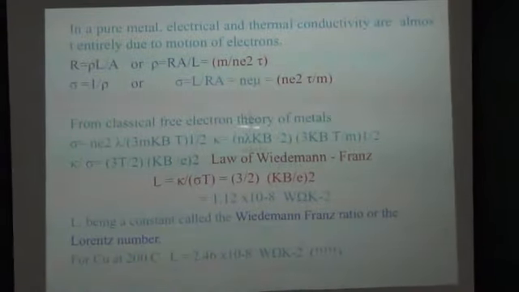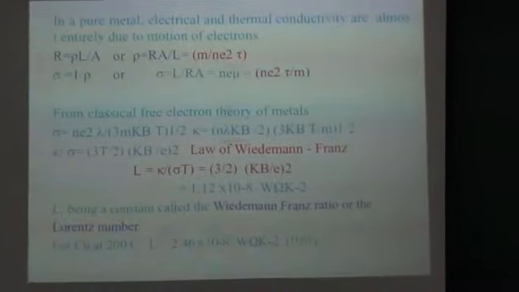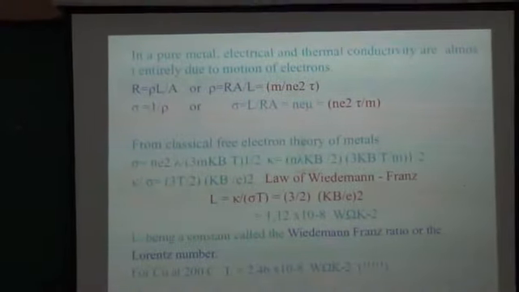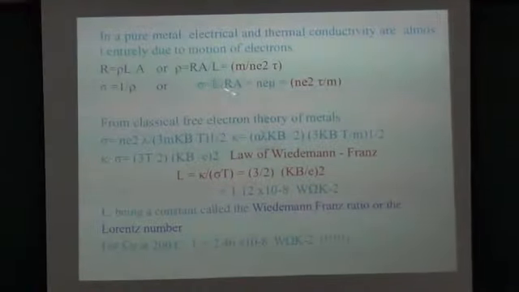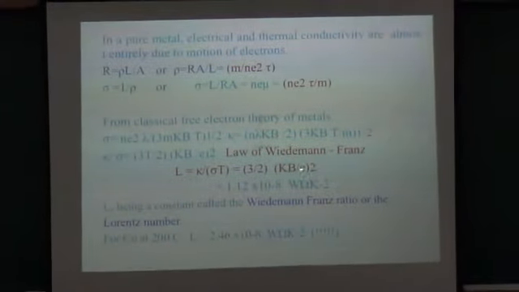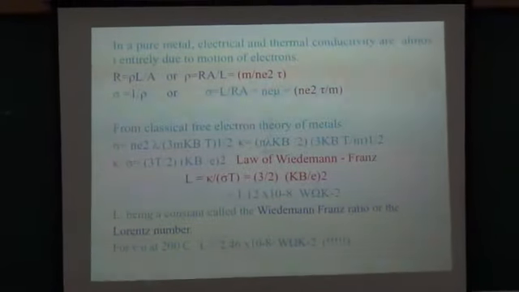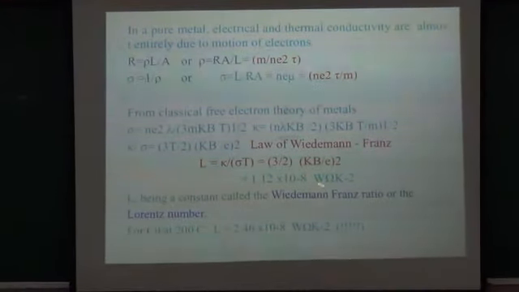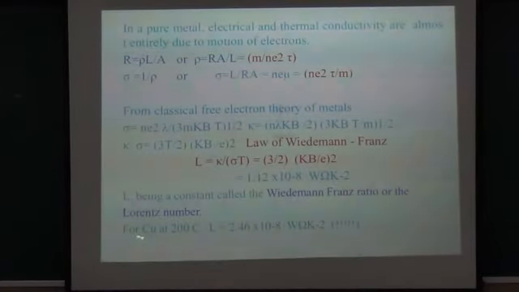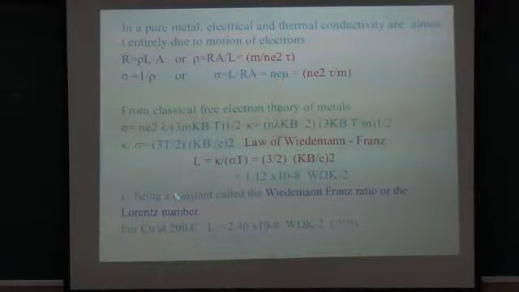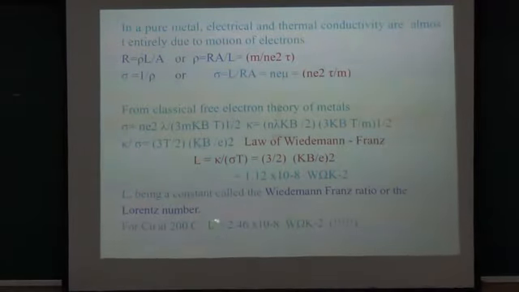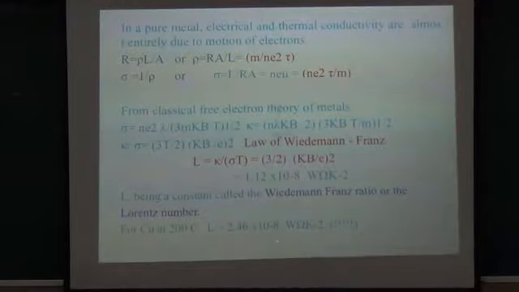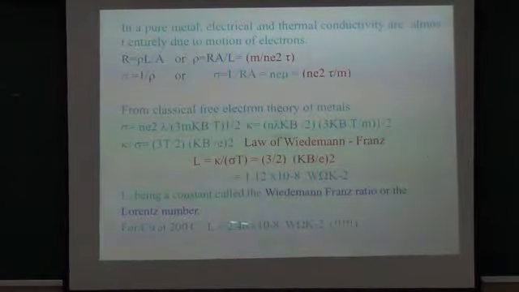Here we make use of the classical free electron theory. That means we apply an electric field, and all the electrons' motion becomes directional. We make use of the drift velocity and write down this formula. If we substitute the values of Boltzmann constant and electronic charge here, the value comes out to be 1.12 into 10 to the power minus 8 units. This number is the Wiedemann-Franz ratio, or Lorentz number. For copper at 200 degrees centigrade, the value of L has been found to be 2.46 into 10 to the power minus 8. So you can see the disagreement between the theoretical value and the experimental value.